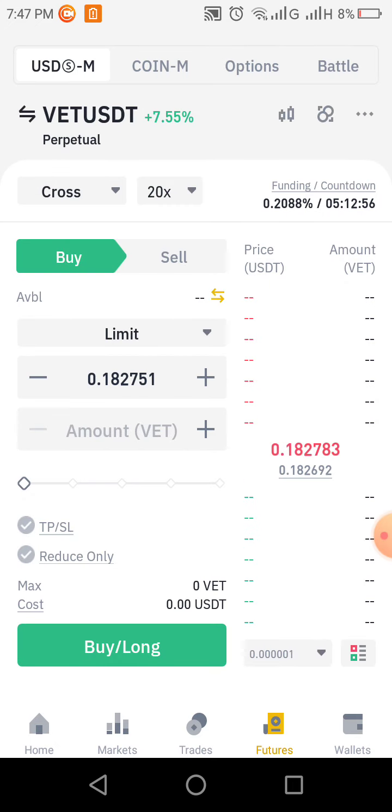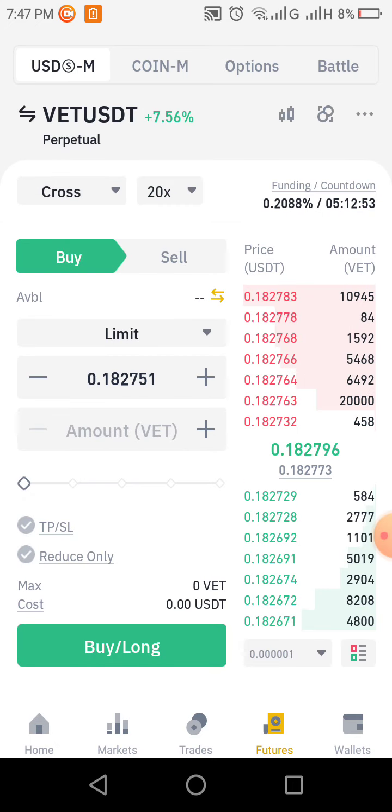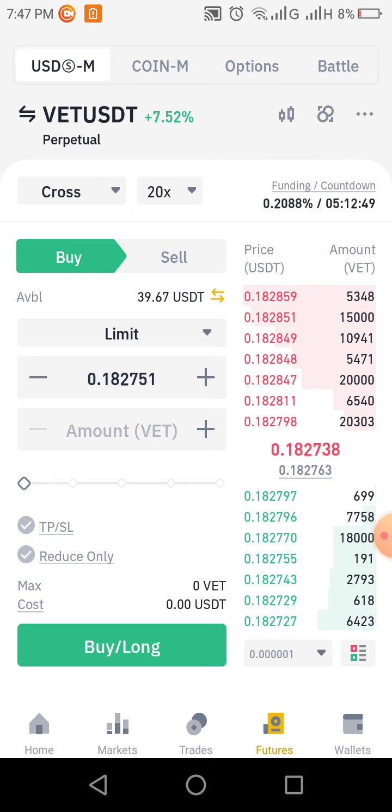So here, off the bat, the first thing that should strike you is the top. You see VET USDT, right? That's the pair. There are a lot of other things. I'm going to go over them just in like a minute.